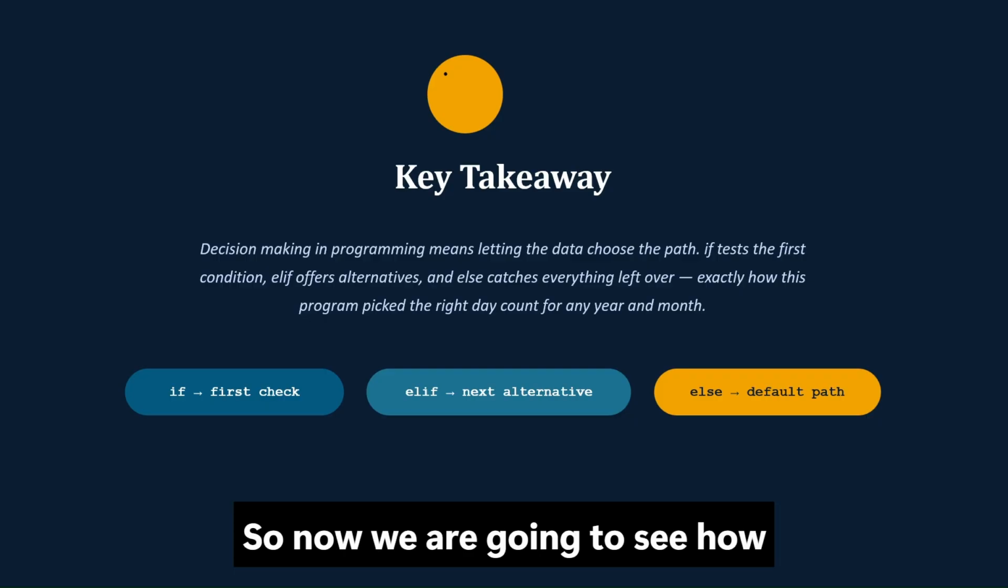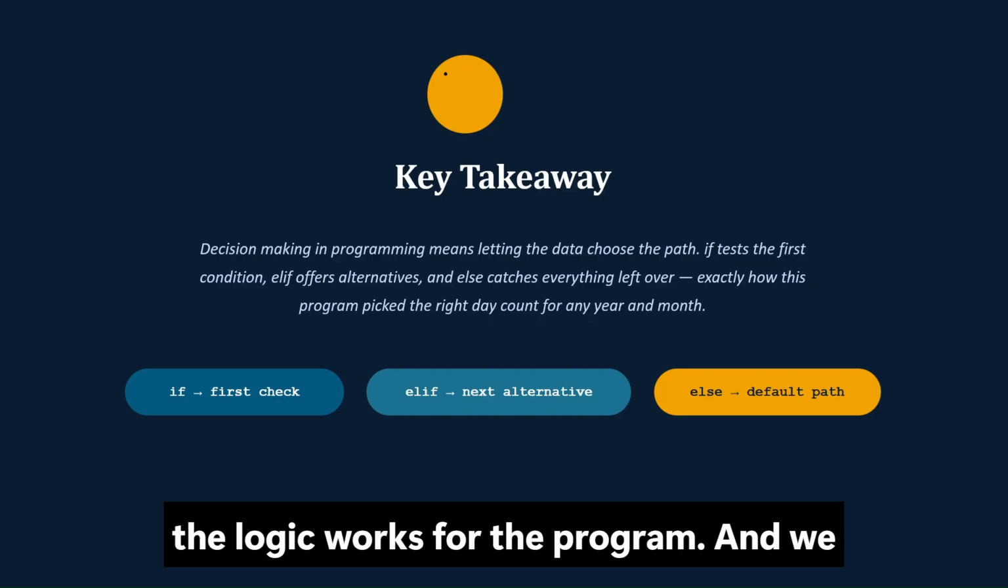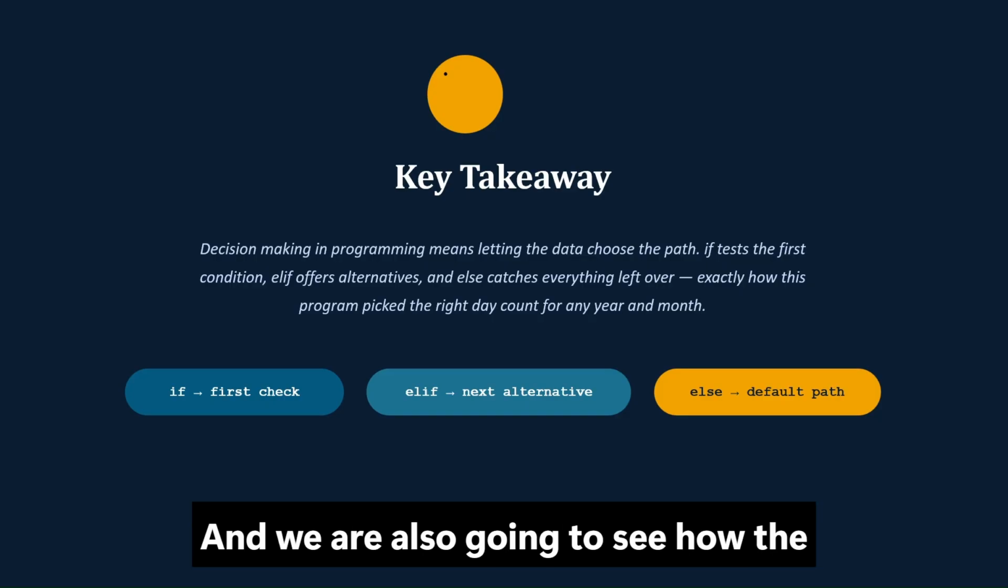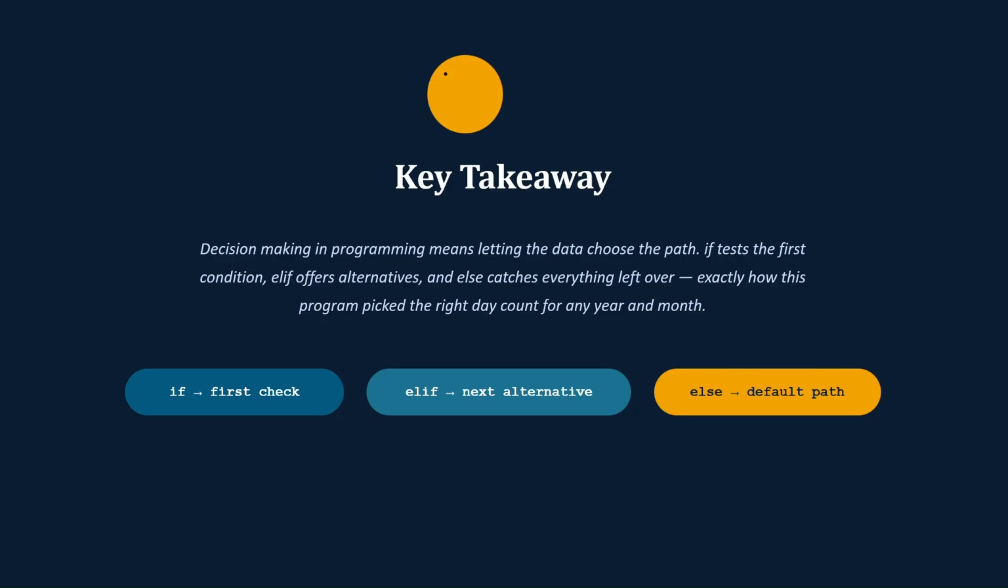Now we are going to see how the logic works for the program, and we are going to do hands-on coding. We are also going to see how the program is working behind the scenes.